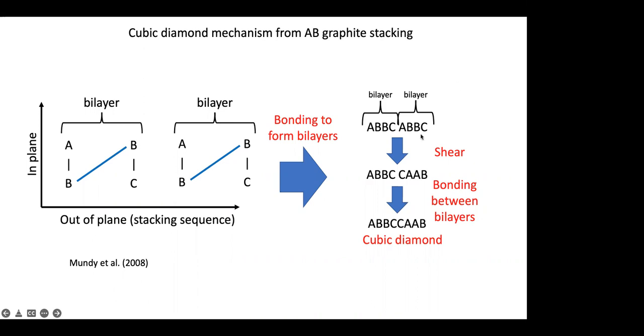And then after the bilayers form, some shear has to occur. We have to shift these letters over a little bit so that now we have two C's next to each other that are not currently bound and can bind to each other. At that point, we have cubic diamond. That is ideally the way the process would go under very fast shock compression. Is that what actually happens? I have no idea. It's a hypothesis.